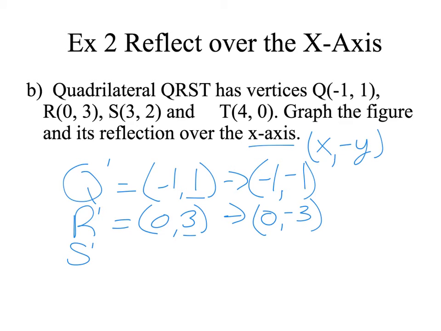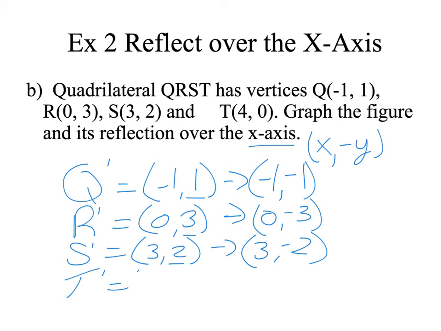We have S prime, which is 3, 2. Our y-coordinate is going to change, so 3, negative 2. And we have T prime, which is 4, 0. Our y-coordinate is going to change, and we end up with 4, 0. Remember that 0 doesn't really have positive or negative values, so 0 is just going to change to 0.